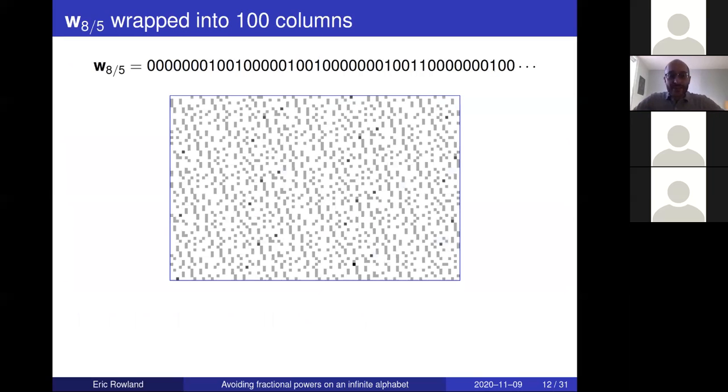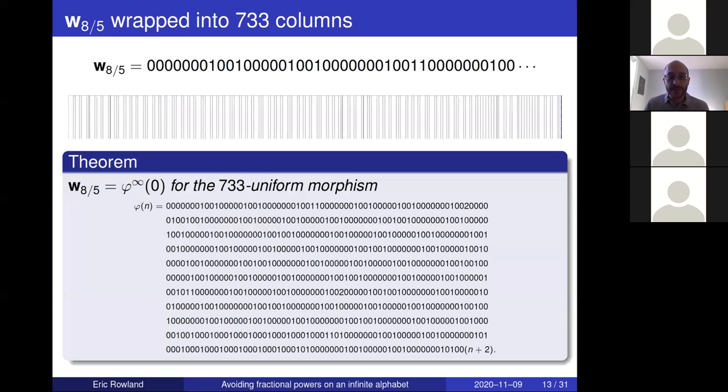So all of these results so far were discovered experimentally, right? You take one of these words, you compute a long prefix, and then you have to try to figure out what is the right size to break the word into, the right block size. So here is W8/5 partitioned into blocks of size 100, and you can see some structure there, but it's nothing that's going to let you write down a morphism immediately. So there's a lot of experimenting that goes into finding the structure for these.